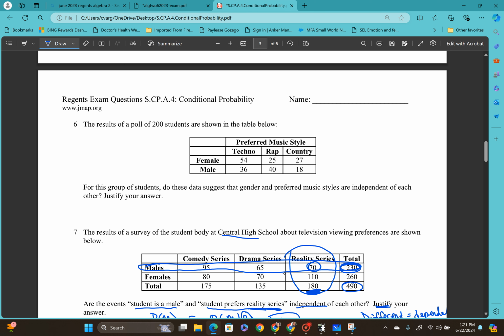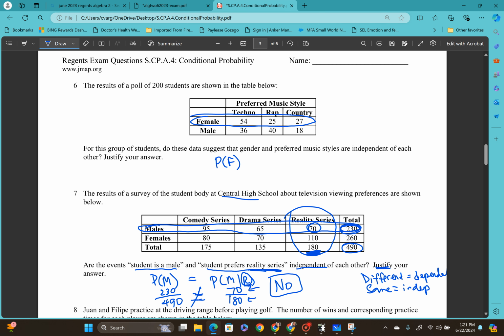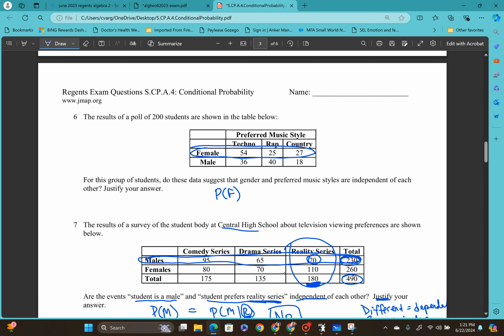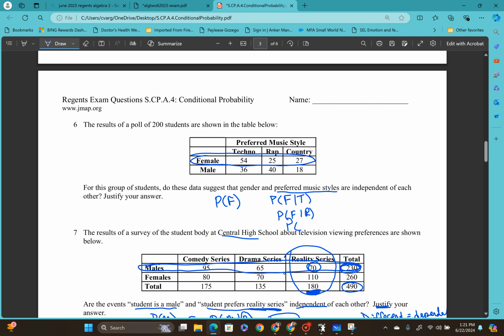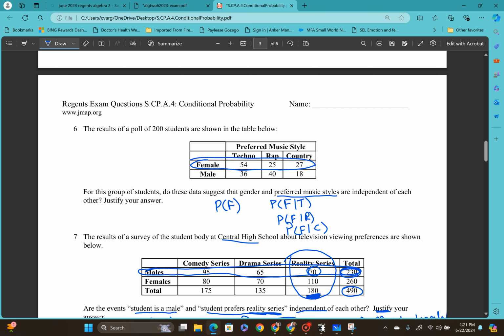Okay. So probability of females. And we have to see if they are, just like we started out before, if they are independent of preferred music styles. So the probability of female given something else, right? So it says techno. So the probability of techno, the probability of female given rap, and the probability of female given country. So this might have a couple of different things that we have to test. Same thing though, okay?